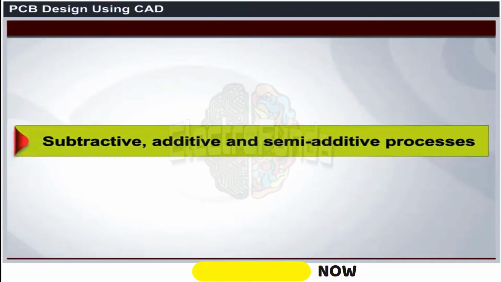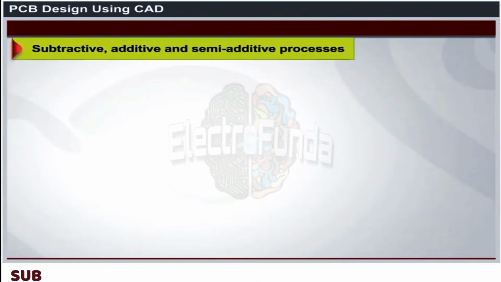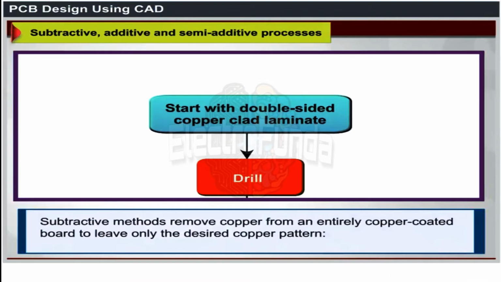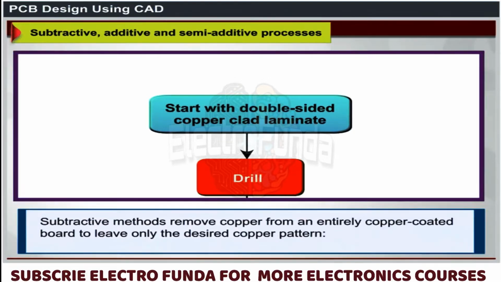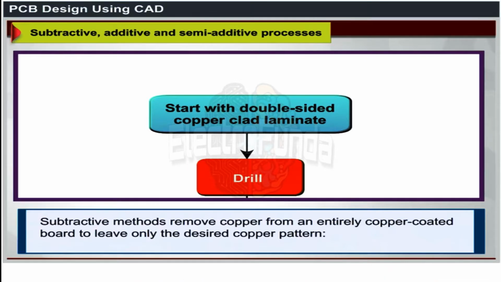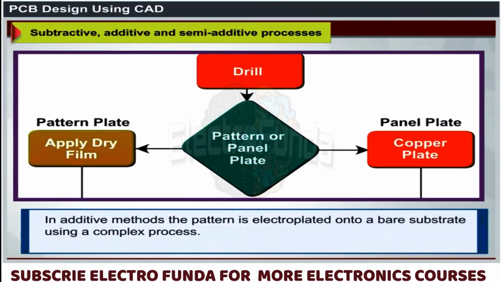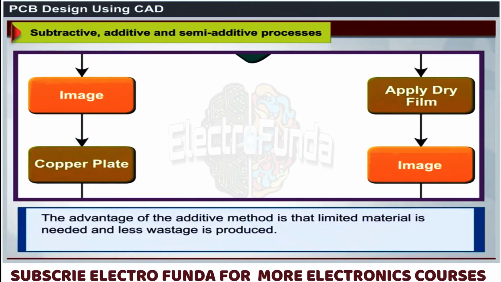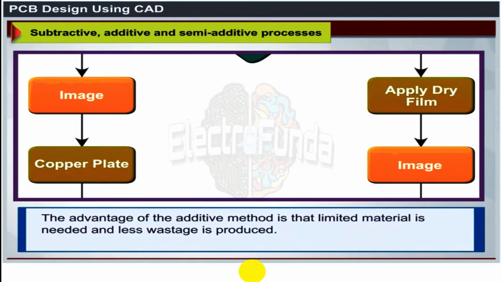Subtractive, additive and semi-additive processes. Subtractive methods remove copper from an entirely copper-coated board to leave only the desired copper pattern. In additive methods, the pattern is electroplated onto a bare substrate using a complex process. The advantage of the additive method is that less material is needed and less waste is produced.